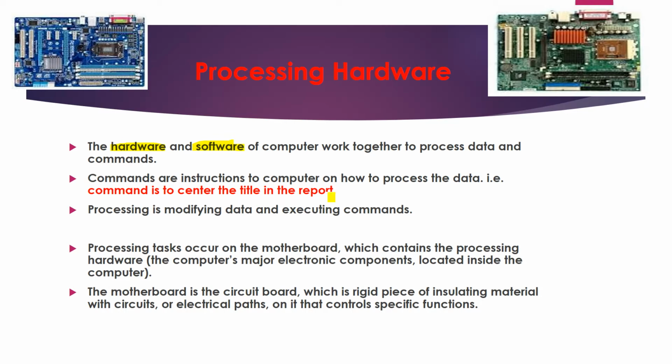For example, a command is to center the title in the report. Suppose the title is "Processing Hardware" and you have written it on the left side, but you give the command to center the title in the report. Processing is modifying data and executing commands. Processing tasks occur on the motherboard, which contains the processing hardware, the computer's major electronic components located inside the computer. The motherboard is the circuit board, a rigid piece of insulating material with circuits or electrical parts on it that control a specific function.